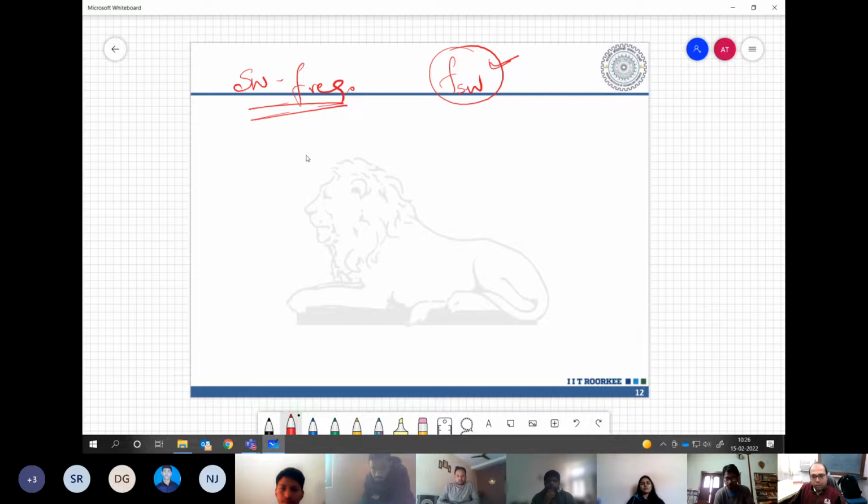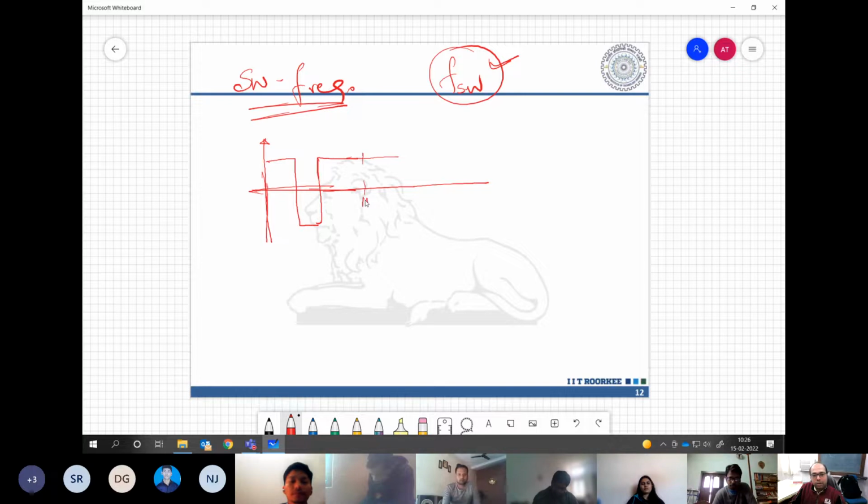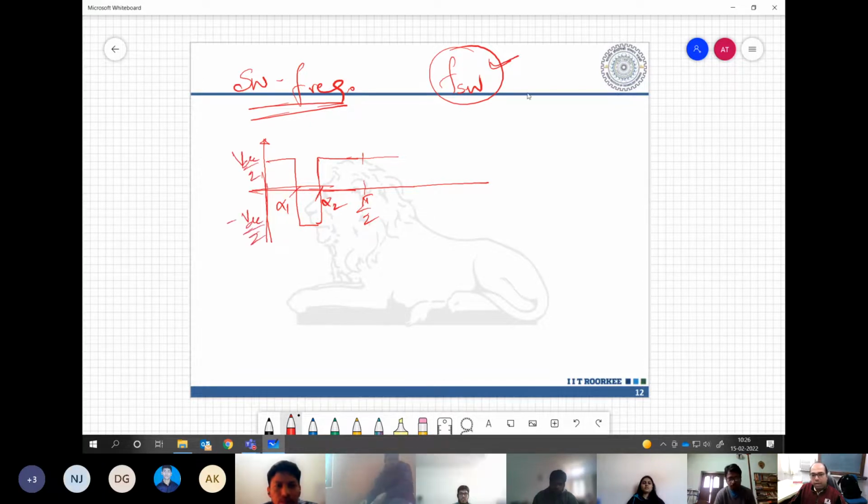But when we are operating with a PWM of this nature, having, let's say, just one notch within pi by 2, how do we tell what the switching frequency is? Number of times on and off. Yes, that is the general definition of switching frequency, the number of on-off transitions.